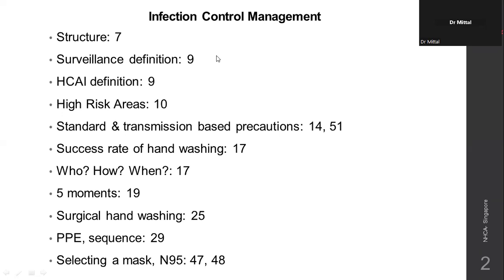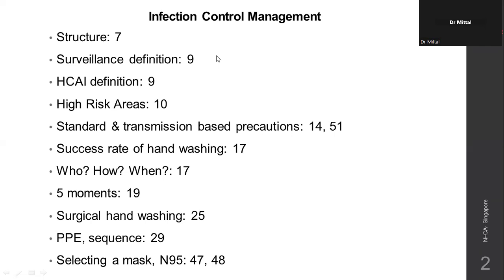Then success rate of hand washing. Each part of your hand: fingers, back of the hand, nails, palm. Success rate of a good hand washing is given. That is important. Who, how, and when hand washing has to be done, page number 17. Then 5 moments of hand washing, very important. These are all self-study topics. Since those who are already in hospital practice know these areas in much detail, just go through and read through it.